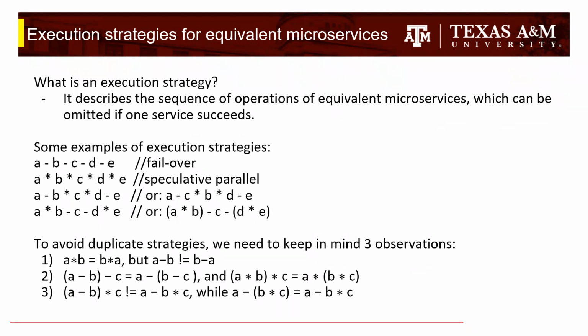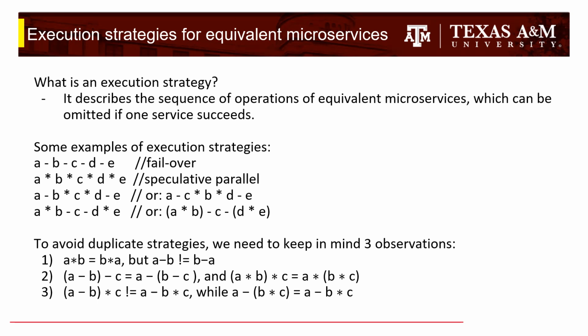So it is basically a sequence of operations of microservices which can be omitted if, let's say, one of the previous services succeeds. Some of the examples are listed here of the many possible execution strategies. So for 5 services, let's say A, B, C, D, E, there can be failover, which means one after the other, all of them, or a speculative parallel strategy, which means that all of them are executed together, or let's say a combination of these.